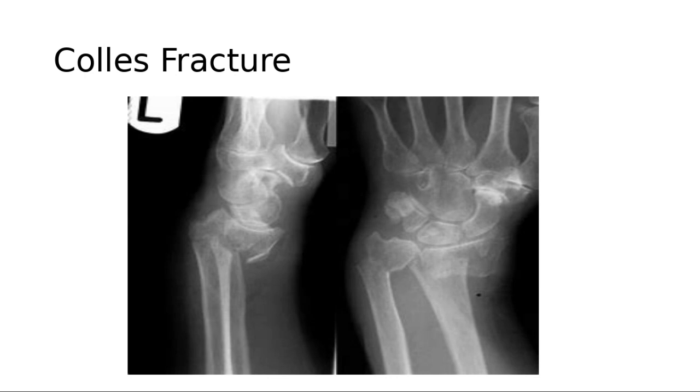Right. And this is where the fracture is, the distal radius. You may have an associated fracture with the distal ulna, but by definition, a Colles fracture is a fracture of the distal radius.